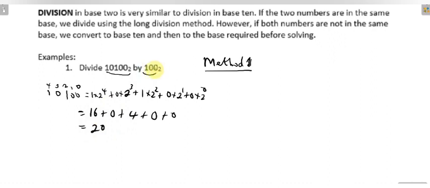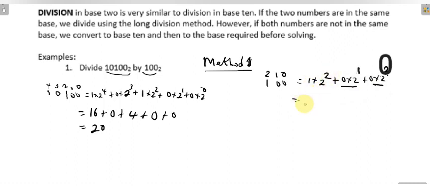Again, we're going to expand this: 1, 0, 0. So this will be 1 times 2 raised to power 2, plus 0 times 2 raised to power 1, plus 0 times 2 raised to power 0. So 0 times these will be 0. We'll be left with 1 times 2 raised to power 2, that's 4, plus 0 plus 0, which is equal to 4. So we can now divide: 20 divided by 4 is equal to 5.